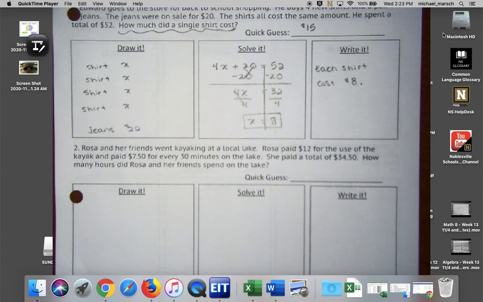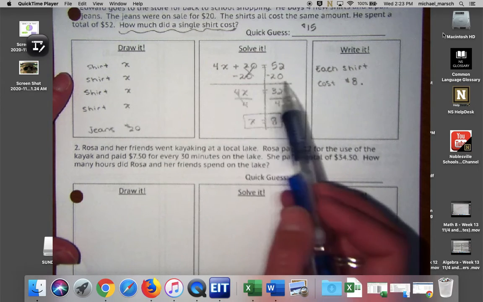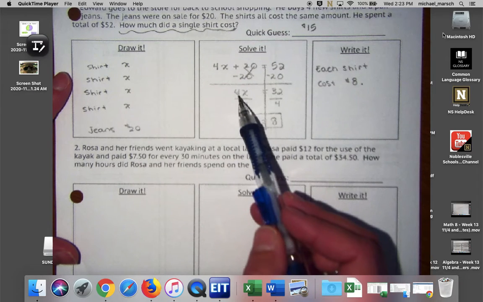I was gonna guess a 10, but then... I'm sorry? How did you get the 32? So I subtracted the $20 for the pants away from the total. So then all I had left was the $32 that I paid for the 4 shirts.